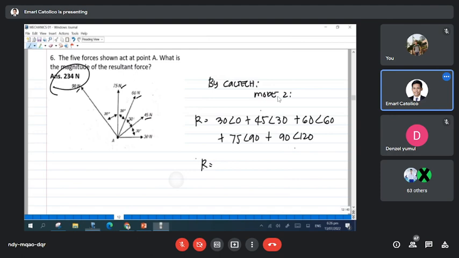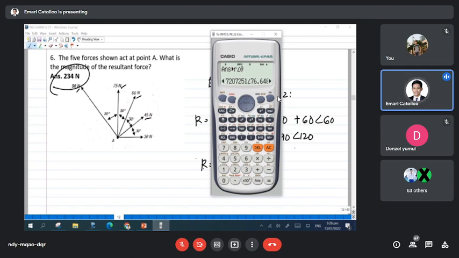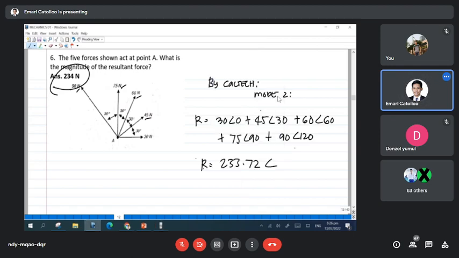233.70. So, may angle pa yan. Angle 76.65 degree. Okay. Next.